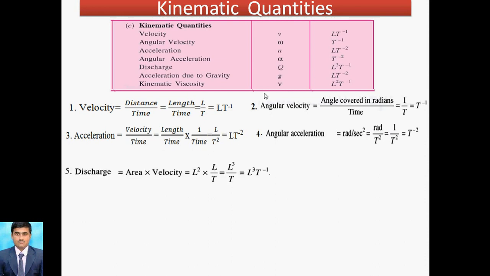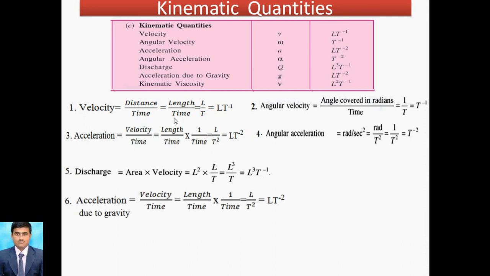The next term is discharge. Discharge means area into velocity, because Q is equal to AV. Q means discharge, and AV is area into velocity. Area is in terms of L square and velocity is in terms of L upon T. So we get L cube upon T, that means L cube into T raised to minus 1. So for discharge, Q is equal to L cube T raised to minus 1. Then acceleration due to gravity is just similar to acceleration, that means velocity upon time. Velocity means length upon time divided by time, so it is L T raised to minus 2.